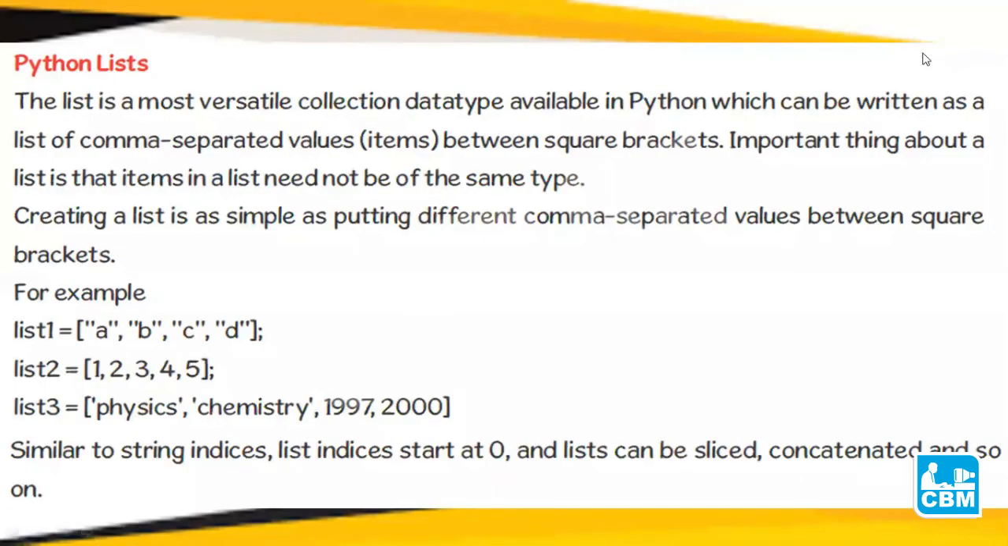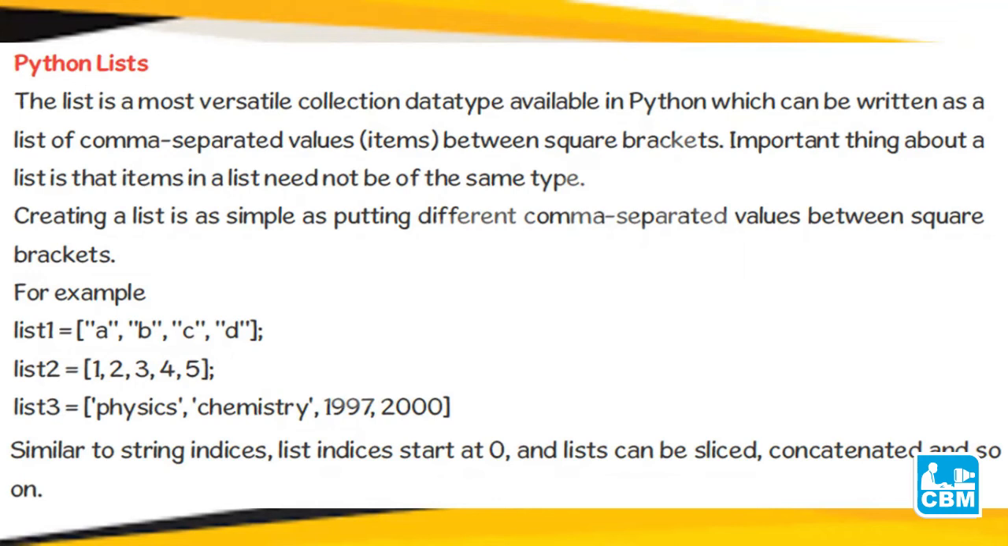Next, we are going to study about Python lists in this video. A Python list is nothing but a list of comma-separated values between square brackets. The interesting part about a Python list is that the items in a list need not be of the same type. A list can be created simply by putting different comma-separated values between the square brackets.